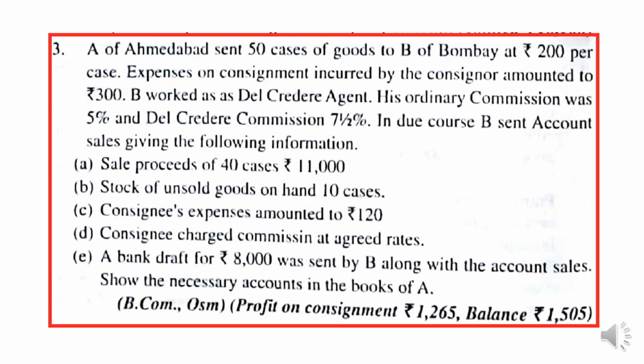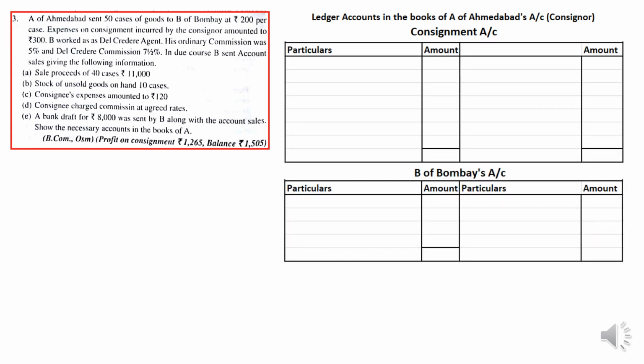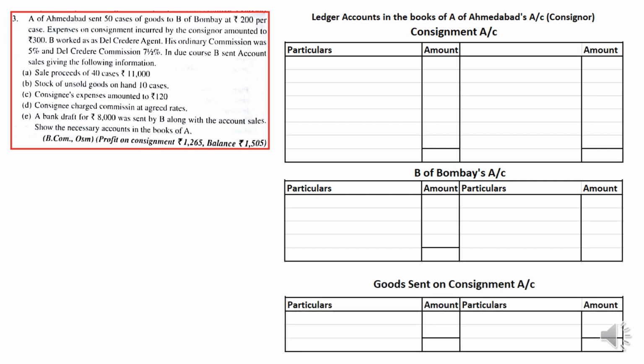So we'll start preparing the accounts. Again, I have taken the question. A here is the consignor, B is the consignee. So we are preparing ledger accounts in the books of the consignor, that is the consignment account, B's account, that is the consignee account, and the goods sent on consignment account. And we will post the values as per the need and requirement. So what was the value of material sent? 50 cases each at 200.